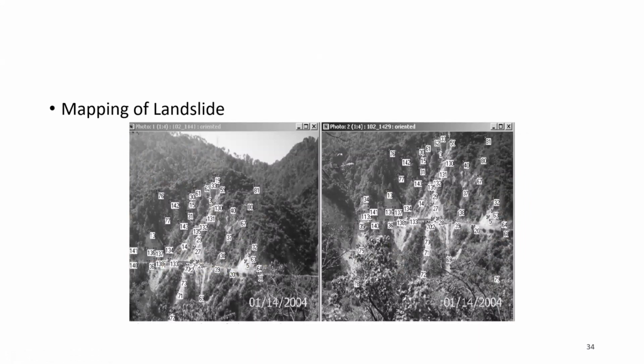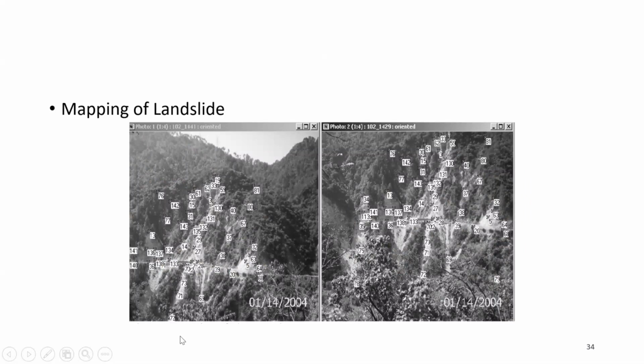As I said initially, the mapping of landslide: how much earth has been moved. This was done very long back, maybe in 2004. You can see the date also on the camera, more than 10 years, around 7-8 years back. There is a road here. Because of the landslide, this particular road has been washed away.